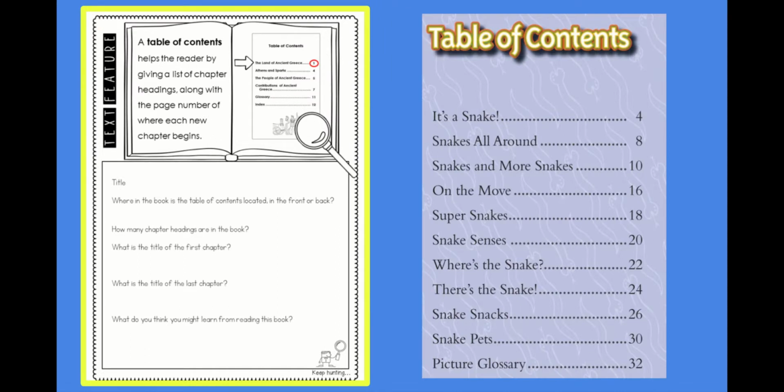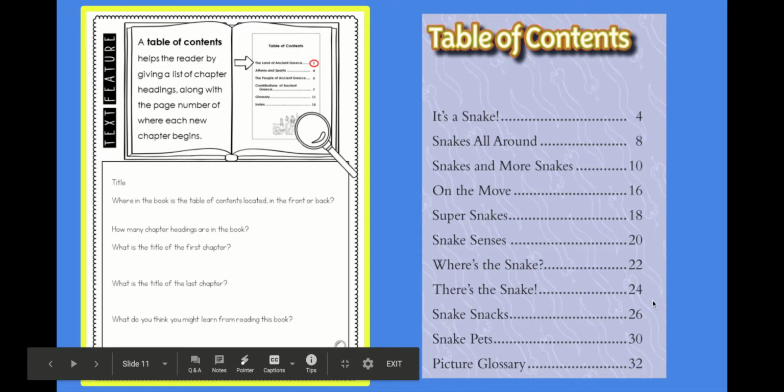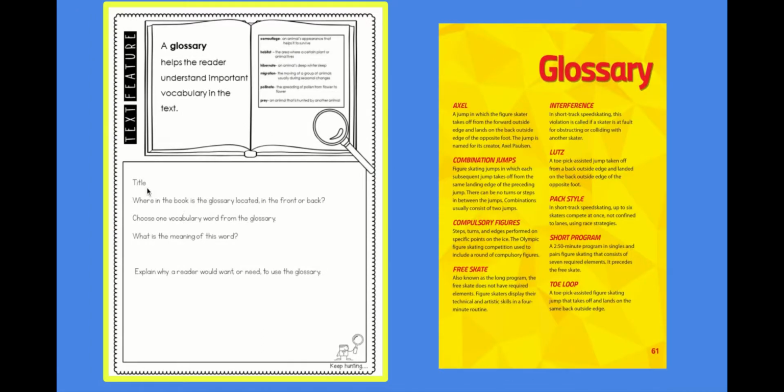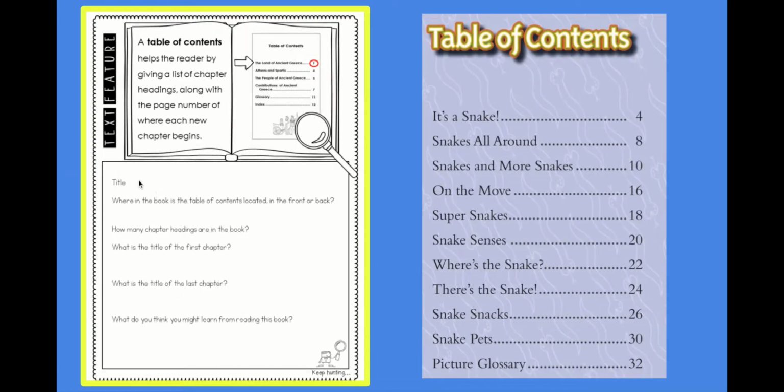The next text feature is also one that you are pretty familiar with, and that is a table of contents. Table of contents help us as readers by giving us lists of chapter headings along with the page number of where each new chapter begins. This table of contents comes from a snake book on my Epic nonfiction book page. So I would write snakes here.